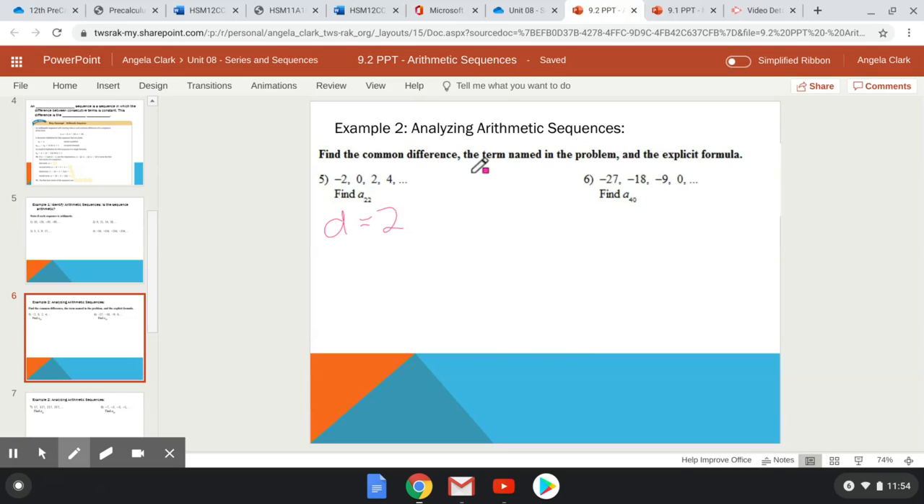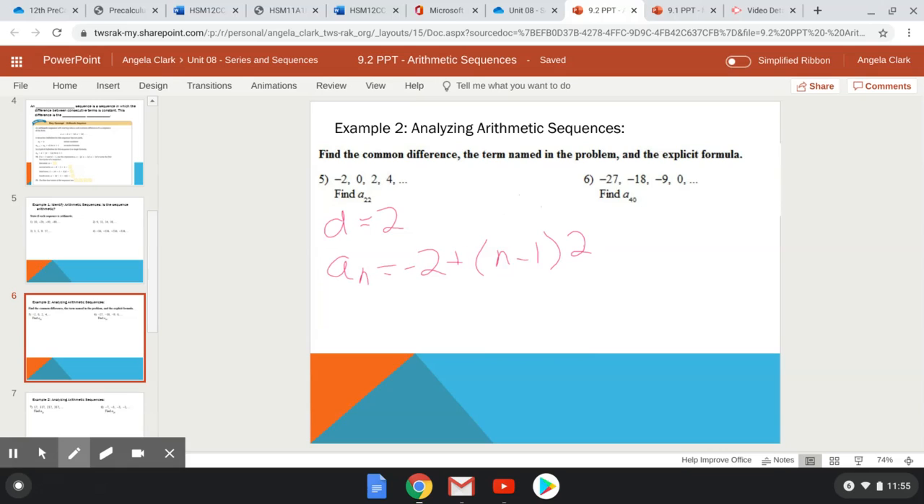Now we're going to find the explicit formula. We're going to do that first before we find the term that's named, because we need that explicit formula in order to find that term, because we don't want to have to keep adding 2 18 more times or whatever. We want to find that explicit formula and be able to plug in. So our explicit formula is going to be AN equals, our first term is -2, so that's going to go first, plus n minus 1 times D, which is 2. So this is the formula for an arithmetic sequence that we talked about in the first video. We have the first term plus n minus 1 times D.